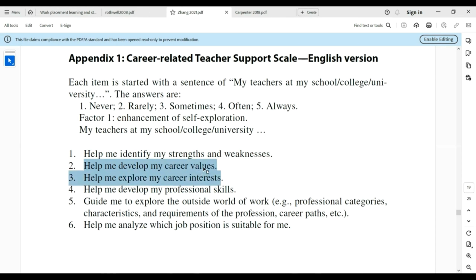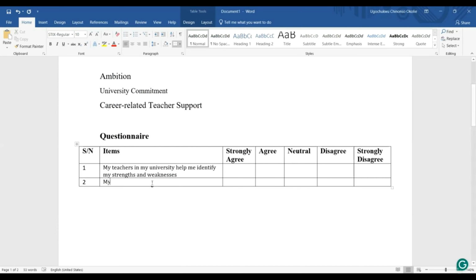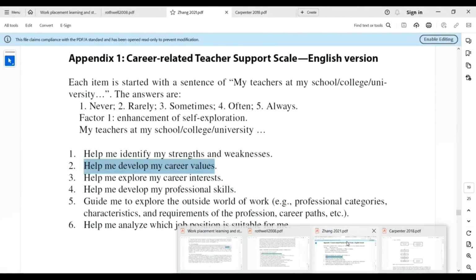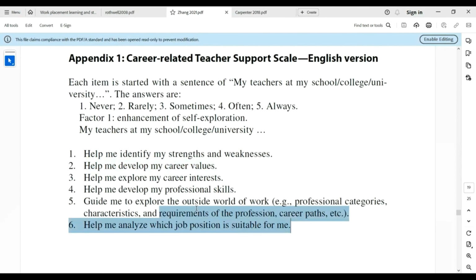For example, remember that this work is talking about career-related teacher support. So it's going to be my teachers in my university help me develop my career values. You can see that. So all you need to do is adopt this. You pick all of them here, up to the six of them. So that is what it means to adopt. So this one is factor 1, which is enhancement of self-exploration.